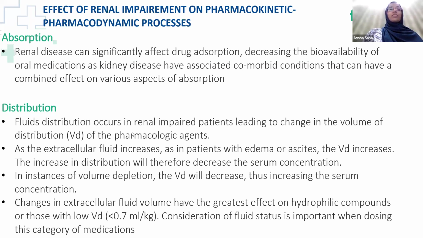Distribution. Fluid shifts occur in renally impaired patients, leading to a change in the volume of distribution of pharmacological agents. As the extracellular fluid increases, as in patients with edema or ascites, the volume of distribution increases, therefore decreasing the serum concentration.